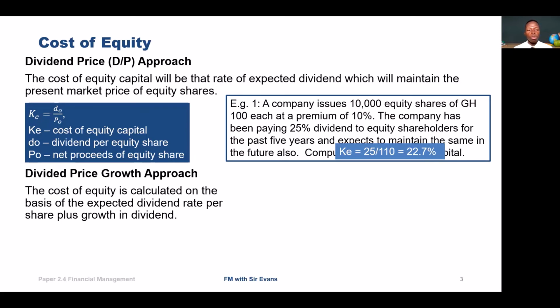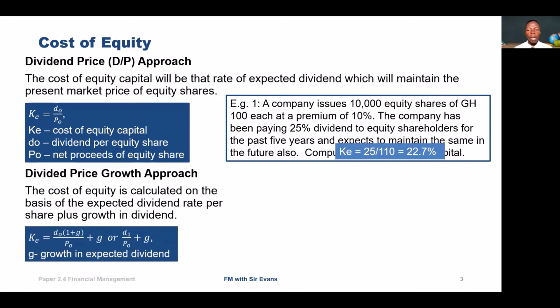Now, the dividend price growth approach. This is computed considering that there's going to be a growth in the dividend over a number of years. So Ke becomes D0 (1 plus g) over P0 plus g. D0 (1 plus g) is the same as D1. D1 means that there's been a change in the dividend over a number of periods. So we'll look for our D1 or our D0 and the 1 plus g. Then we look for our P0 and our g. Our g there is our growth in expected dividend.